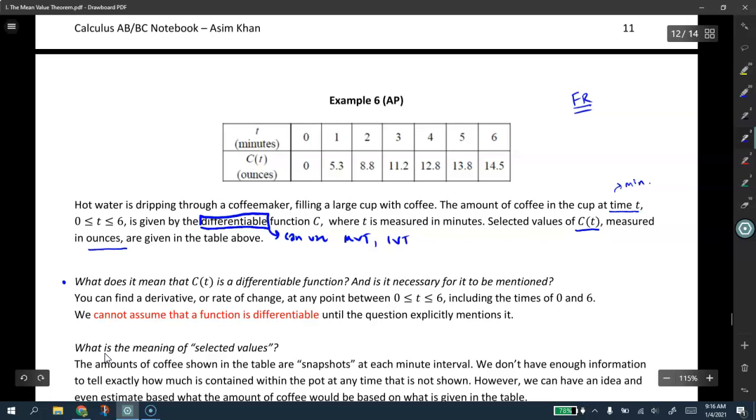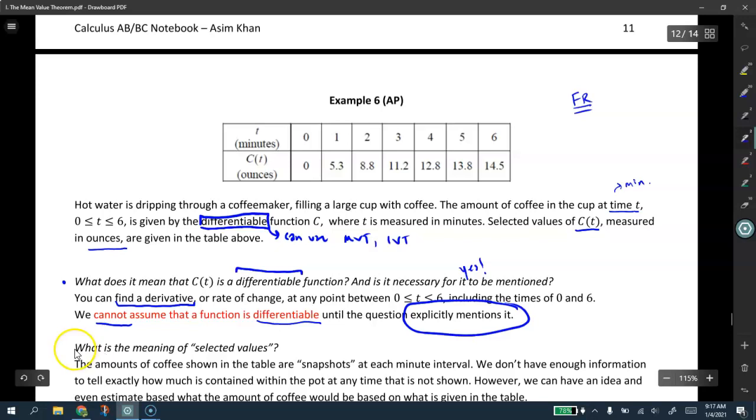So what we understand is if something is differentiable, you can find a derivative there, right? Or you can find how fast that coffee is dripping through the coffee maker, right? That's what differentiable means. Now, could we have worked without this? And the answer is no, we can actually not assume that a function is differentiable. It needs to be explicitly mentioned to us. So yes, it is necessary that they mention this to us.